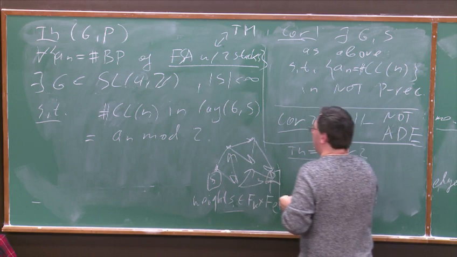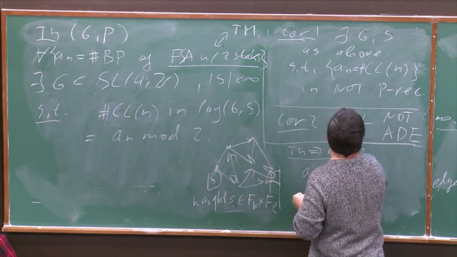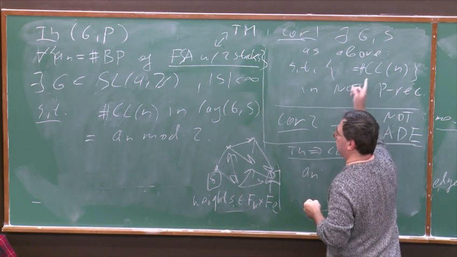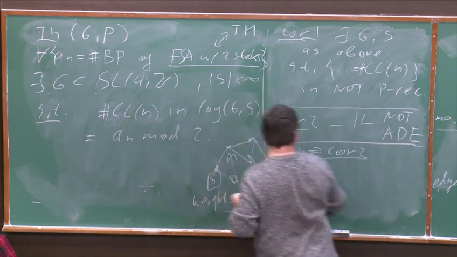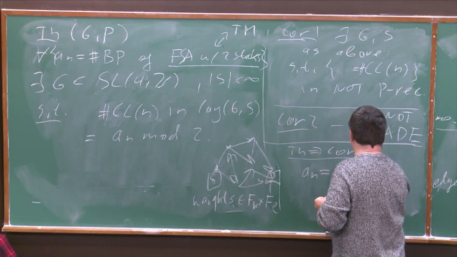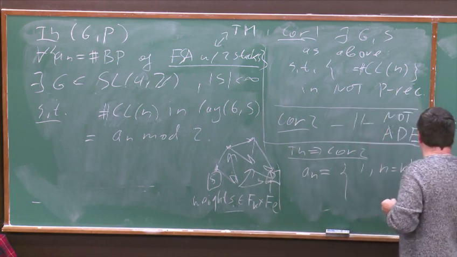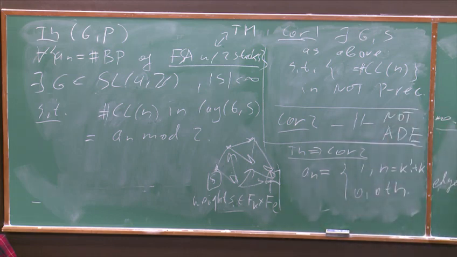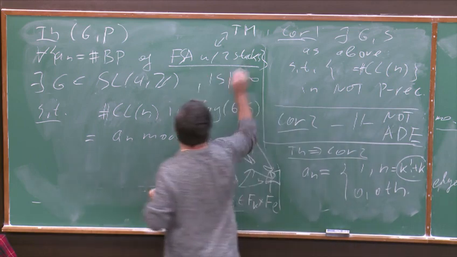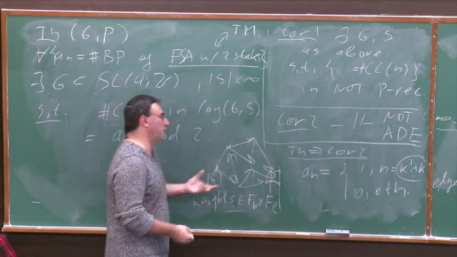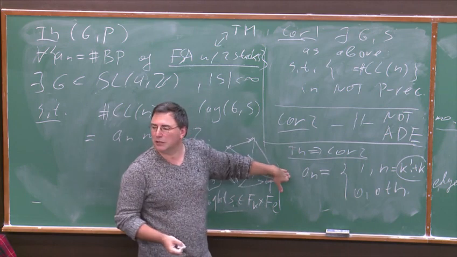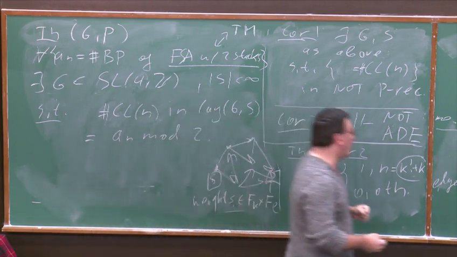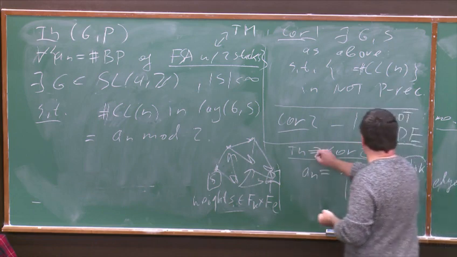So I'm going to make A_n, well, the notation is a little different, this number of closed loops. I'm going to make A_n equal to one if n equals k factorial plus k, and zero otherwise. That's what I'm going to do. And obviously, this sequence can be computed. If it can be computed, there is a finite state automaton with two stacks. We actually constructed it explicitly with about 30 nodes or so. It's not so bad.